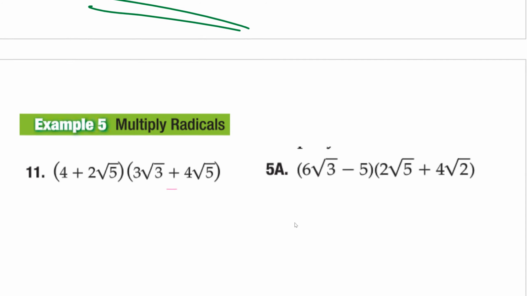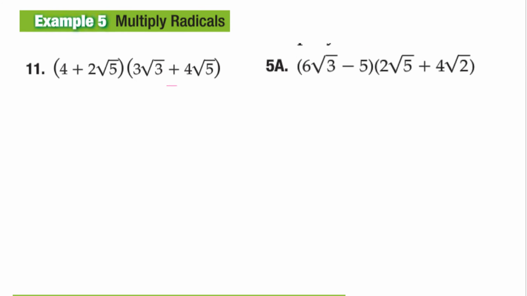Now let's multiply radicals. Similar idea. All we do is distribute. So I'm going to multiply this 4 by both of them. 4 times 3 rad 3. Remember, in this case, the 4 can only be multiplied by the 3 because they're both on the outside. They're both not radicals. So I get 12 rad 3. Then 4 gets multiplied by 4 rad 5. I can only multiply the 4 by the 4. They're both on the outside.